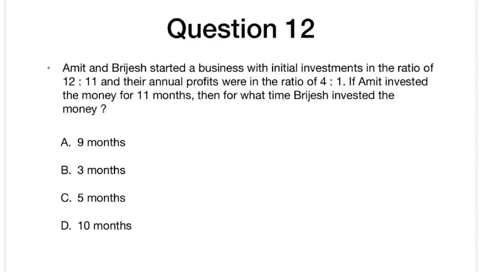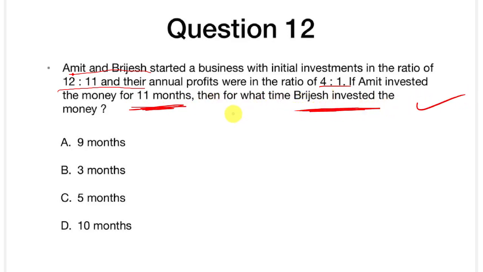Hi friends, so there's a question here. Amit and Veeresh started a business with initial investments in the ratio of 11 is to 12, and the annual profits were in the ratio of 4 is to 1. If Amit invested the money for 11 months, then what is the time Veeresh invested the money?